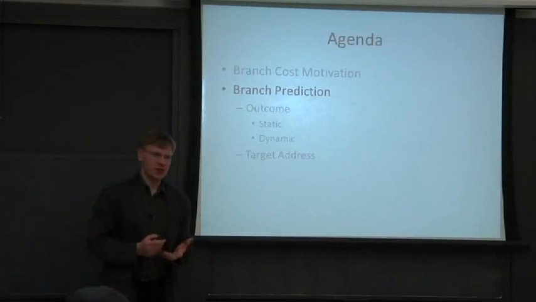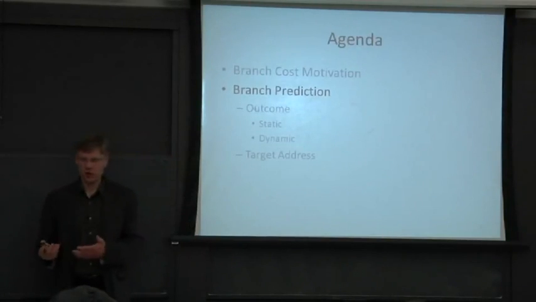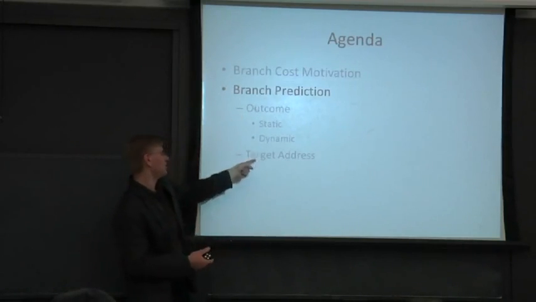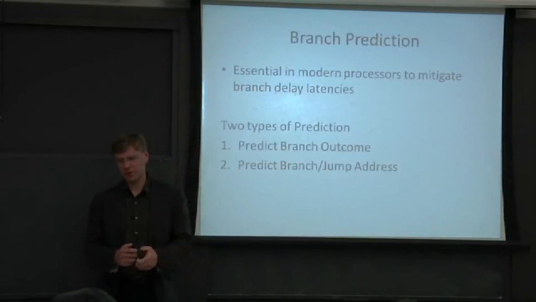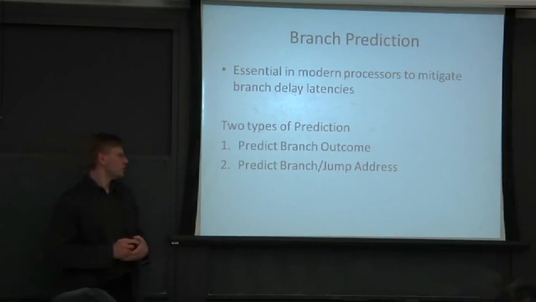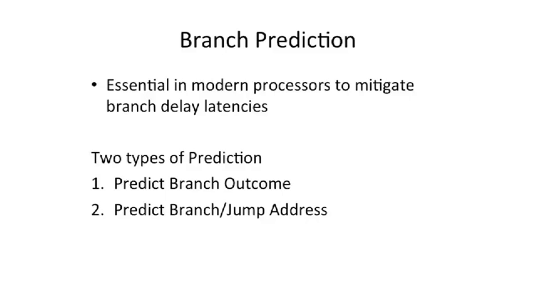So this brings us to some techniques. We're going to start off by talking about prediction and how we can use branch prediction to determine two things: the outcome and the target address. Everyone always thinks that branch prediction means this first thing. That's not what it means. It encompasses both things. You have to predict the outcome, whether the branch is taken or not taken, and you also want to predict the target address.